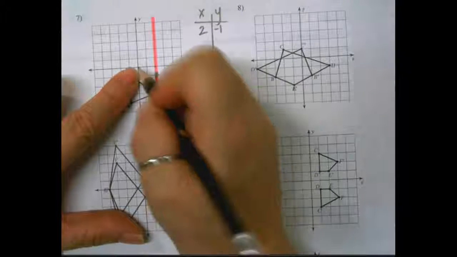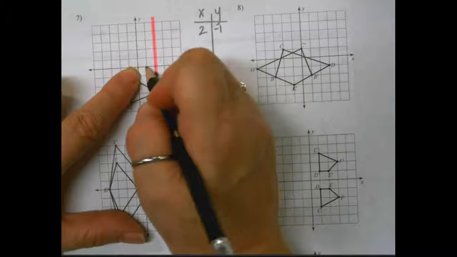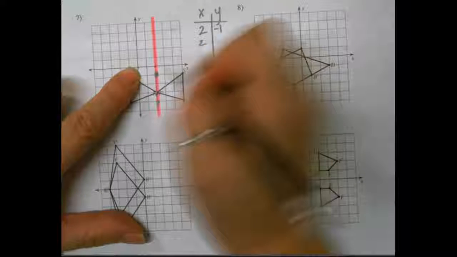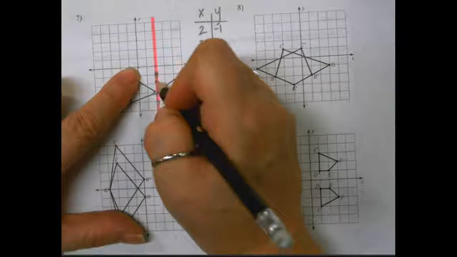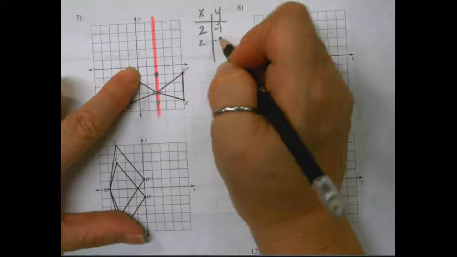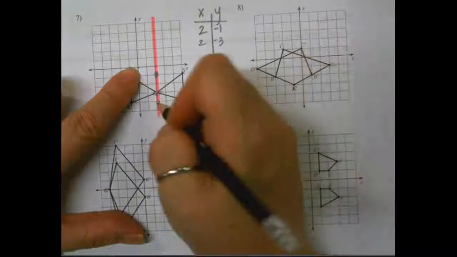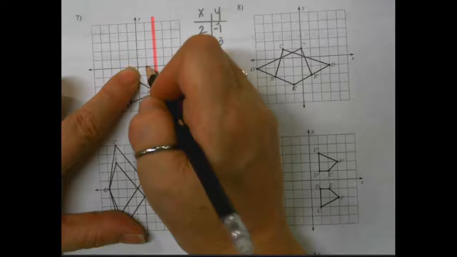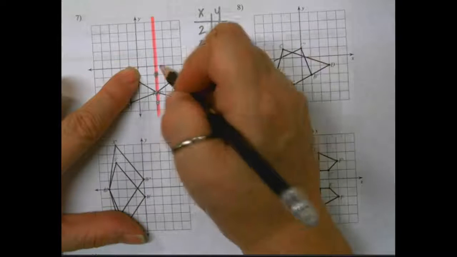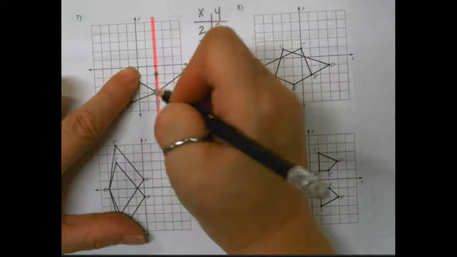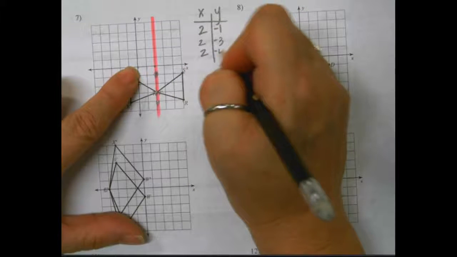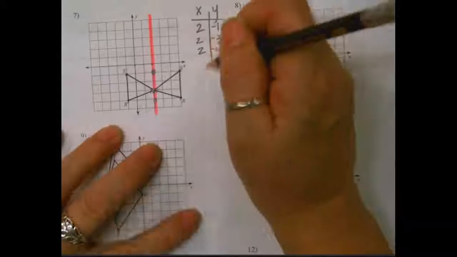To get to this point, from my point of origin, I'm going to go right 2. So X is 2. And then I'm going to go down 1, 2, 3. My Y is negative 3. Again, from here, X is 1, 2. X is positive 2. And then I'm going down 1, 2, 3, 4. My Y is negative 4. What do you recognize? What do you see? X is always 2, right?